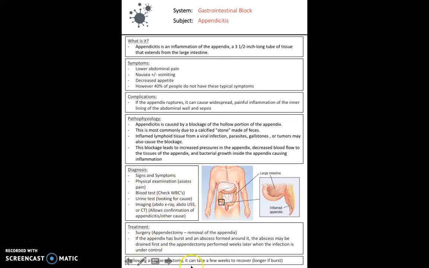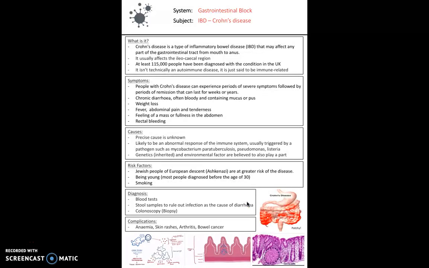The best way to treat appendicitis is an appendectomy, so a removal of the appendix. And if the appendix has burst and an abscess has formed around it, we need to drain the abscess first, then wait for a few weeks and then perform the appendectomy to remove the appendix when that infection is under control. It can take weeks to recover from appendicitis because obviously you'll require surgery to remove it, and it can take even longer than that if it has burst and the abscess forms and so on. It takes a much longer time to recover.